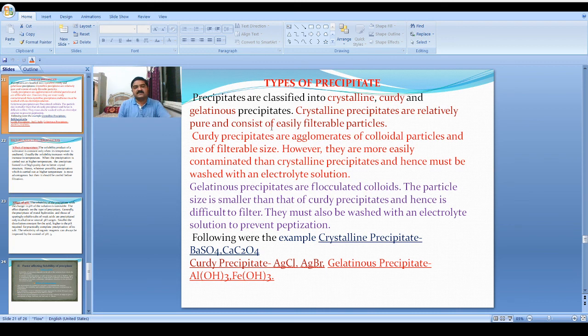Every time the question can be asked, explain the types of the precipitate here. And another question is which factors are responsible for affecting the precipitation? There are two factors. First one is the pH and then temperature here.